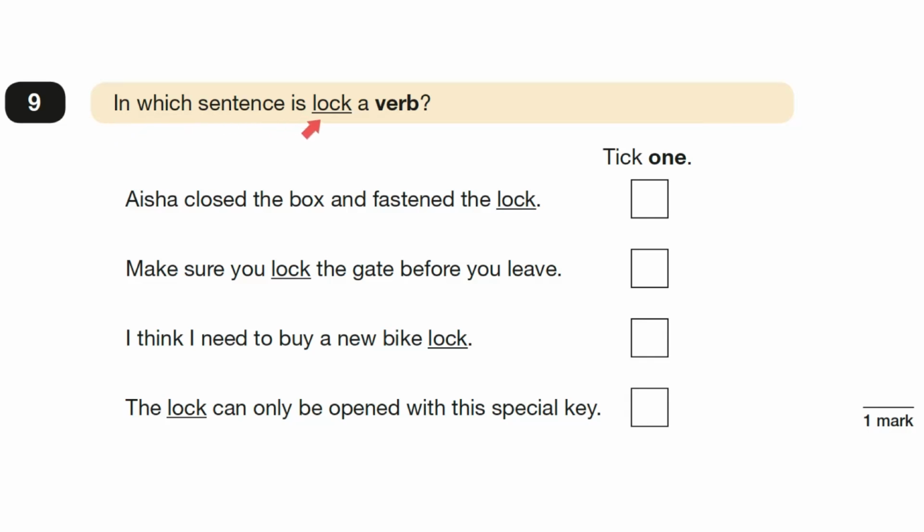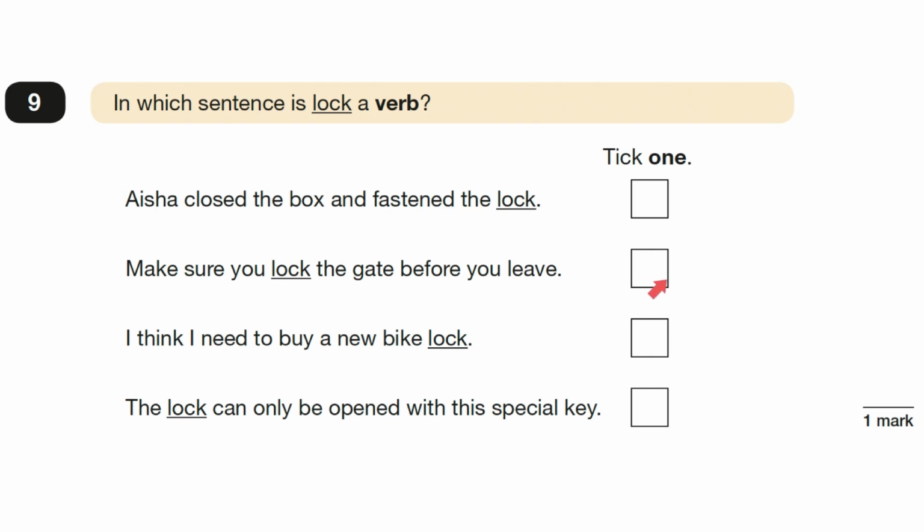So in which sentence is lock a verb? So we've got the noun of lock, which is a metal lock that you put a key in. And then you've got the process of locking it. I need to lock the door. That is a verb. Okay, so let's have a little bit of a look. Aisha closed the box and fastened the lock. Again, the clue of the determiner is telling us that's a noun.